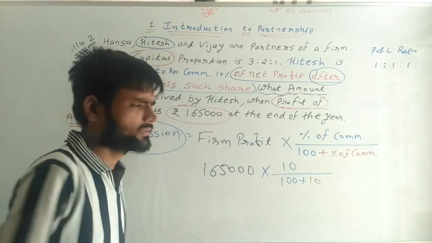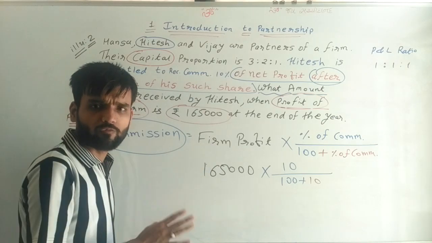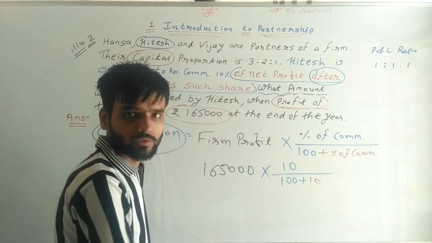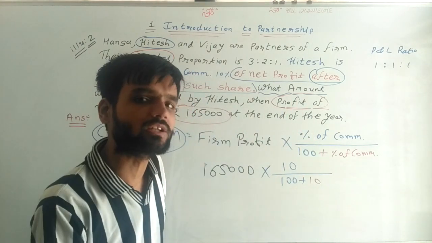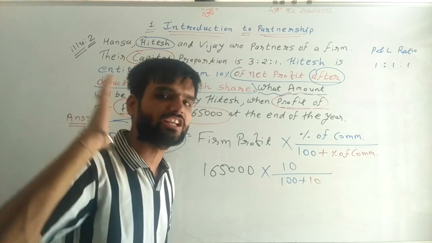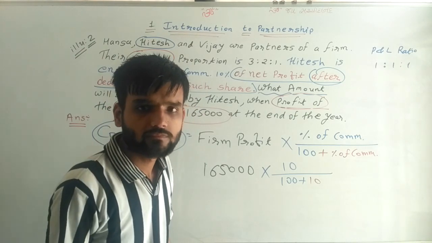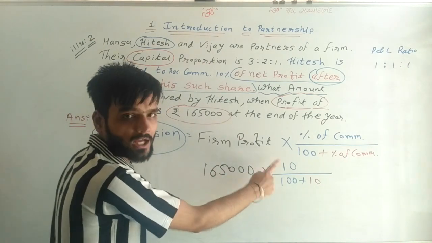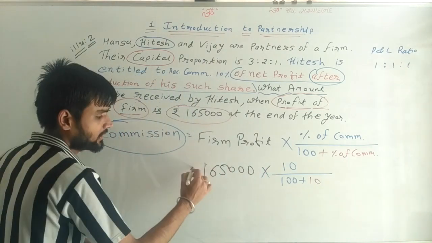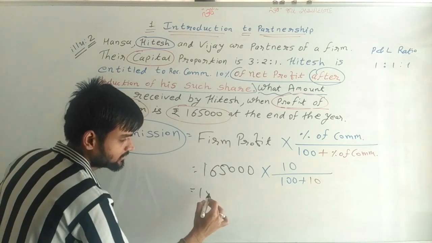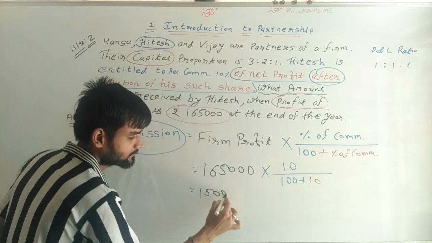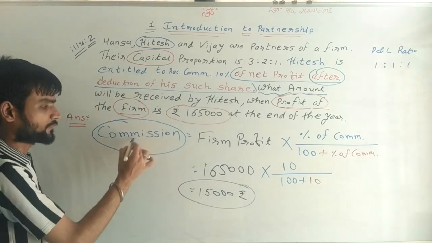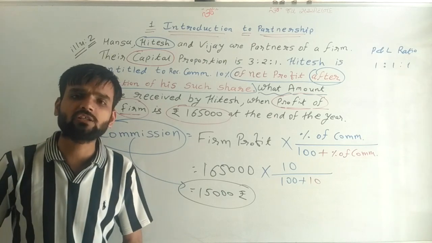Whatever percentage is given, if you need to calculate commission on the basis of firm profit, then it is firm profit into that percentage, divided by 100 plus that percentage. So here, now solve this sum: 1,65,000 into 10 upon 110. Your answer is 15,000 rupees. So here your answer for commission is 15,000 rupees.